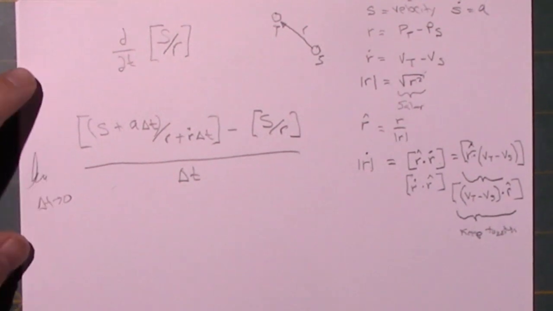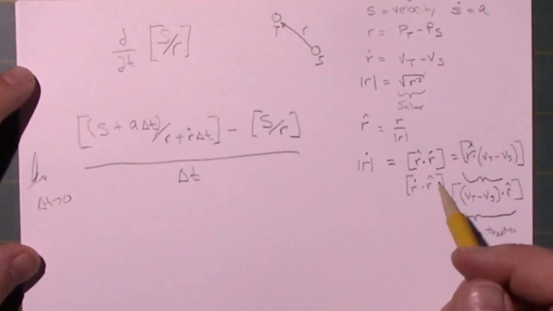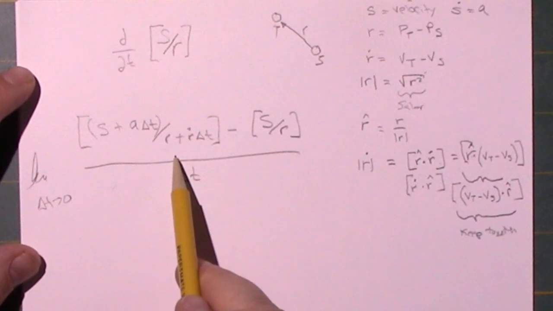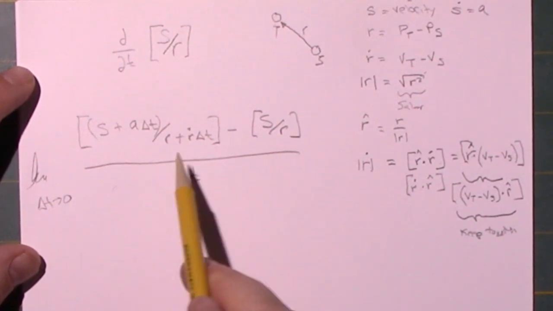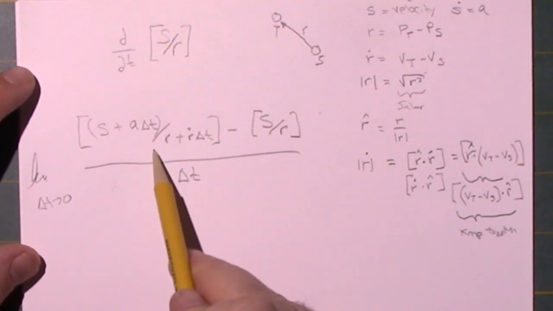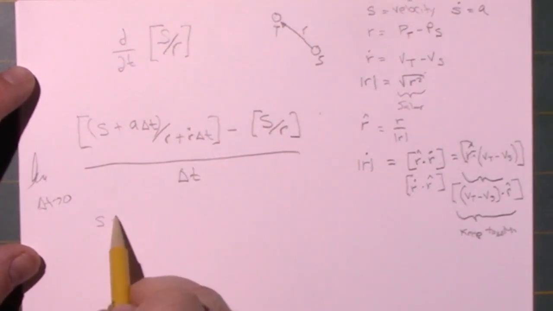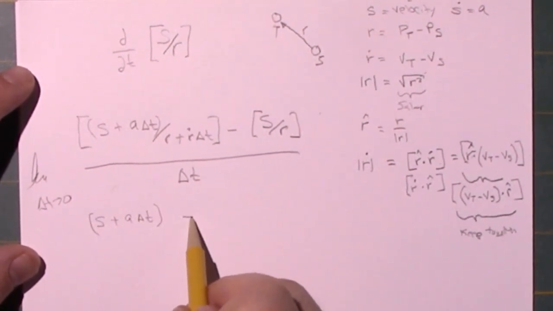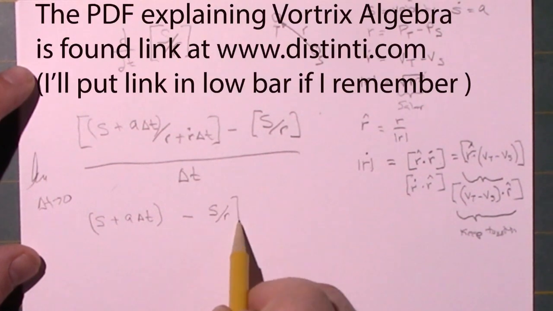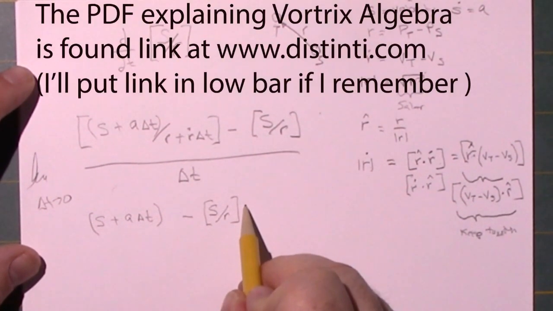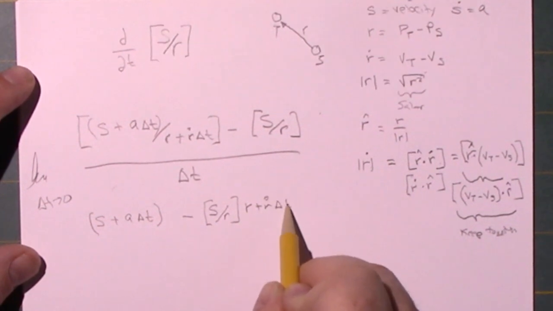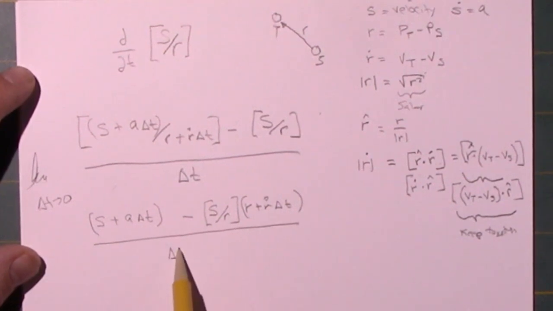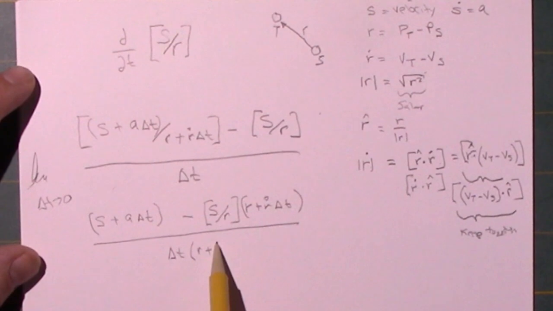Ooh, I got sweaty palms. All right, so because this is right divided in the denominator here, then we have to right multiply to cancel it. And so we're going to right multiply the top and the bottom by this denominator here. And that's going to leave us with S plus acceleration delta t, that's now a vector, minus S over R times R plus R dot delta t, over delta t times R plus R dot delta t.